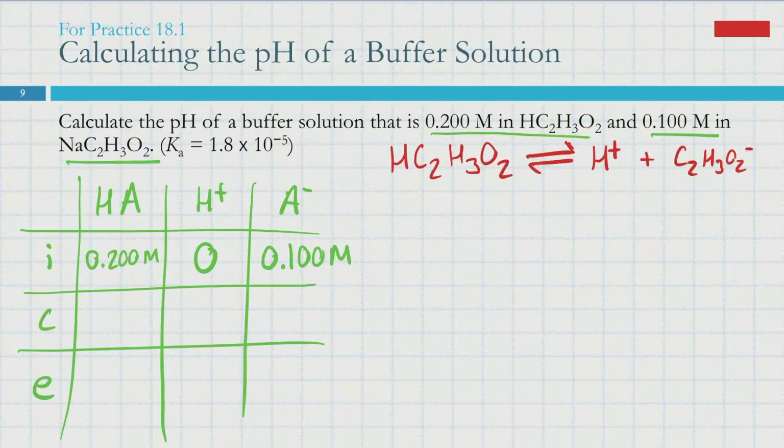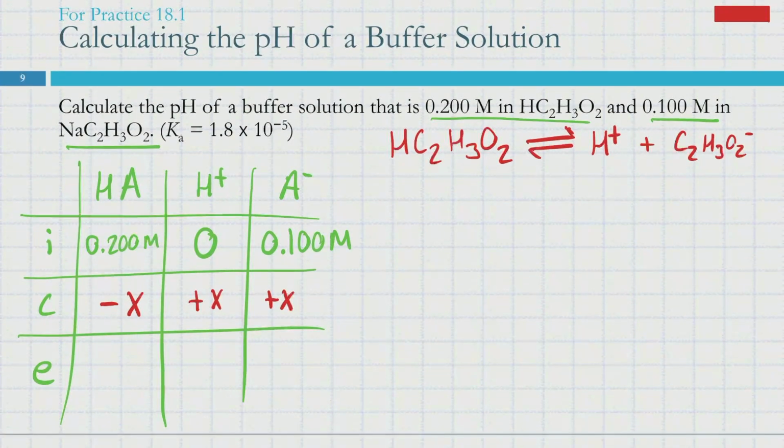Same as with all our ice tables for acids before. So it's still minus x, plus x, plus x, but it's helpful to remind ourselves that we're thinking about Le Chatelier's principle here a little bit, or at least some of those concepts. And so then our equilibrium concentrations, we'll add those together. For H plus, it's just x. And it's 0.200 minus x for the acid and 0.100 molar plus x for our acetate.